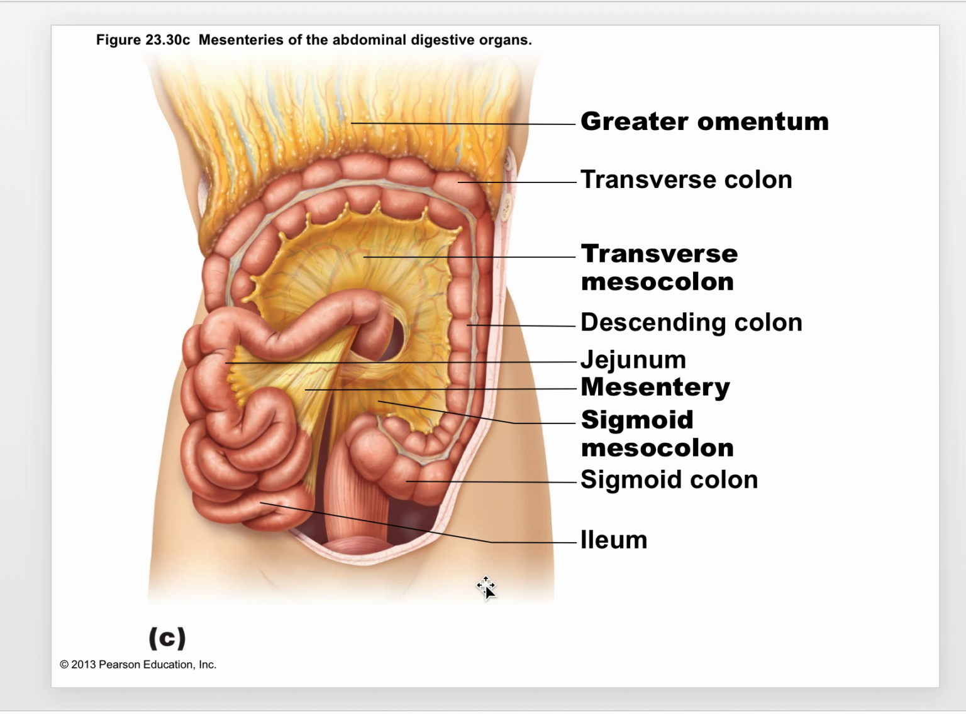There's mesenteries of the abdominal digestive system. Mesenteries are these layers of fat and blood vessels that connect from the intestines. This is where a lot of nutrients are absorbed into the bloodstream from. This shows a picture of the greater omentum. You remember this one from the human torso lab. The greater omentum is here. In this case, it's flipped upward.